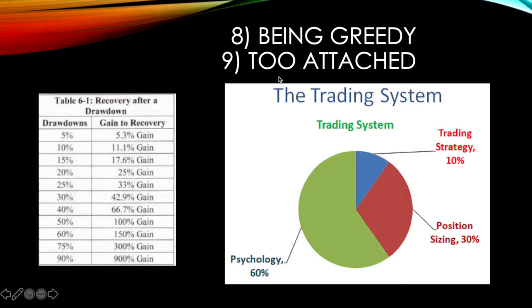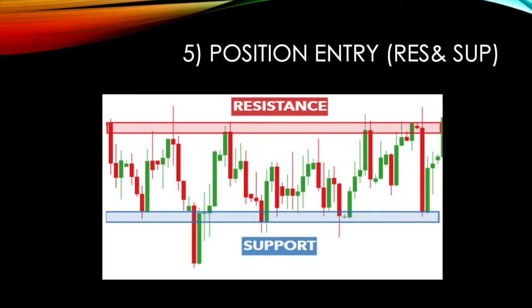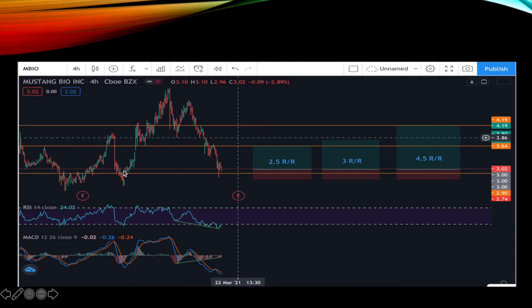So number 8 and number 9, I put these together, and this is being too greedy or being too attached. For example, let's say you bought right here and the stock ran up. You bought at like $3. It literally went up and doubled your money. Start taking some profits. Start scaling out along the way. Don't be too greedy, or set stop losses.